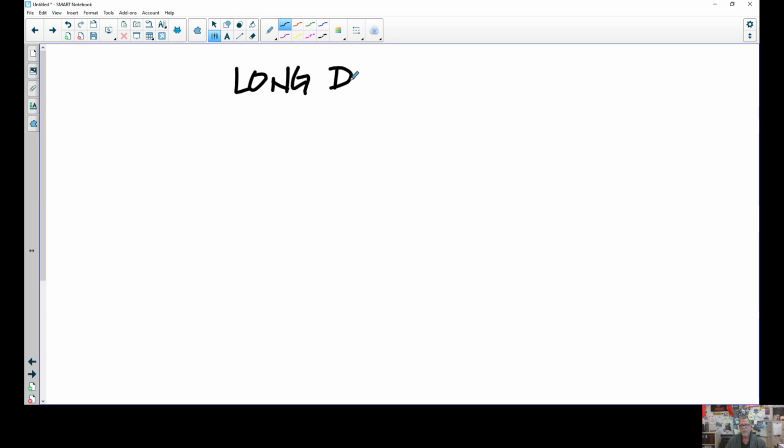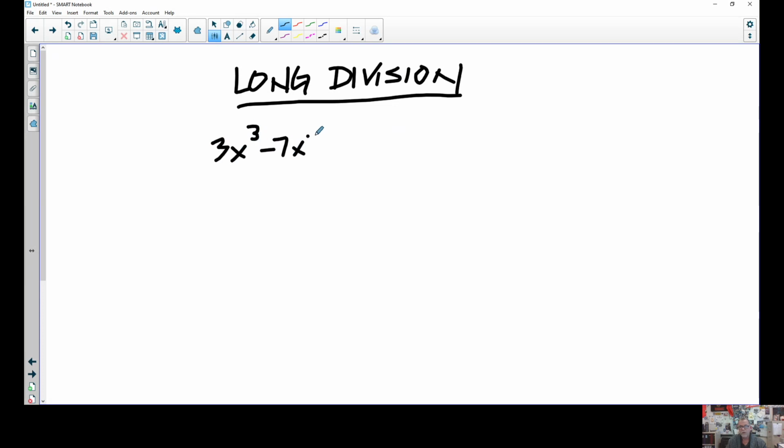And this works on the same principle, again, as your arithmetic from elementary school. When we do long division, it's when we have a problem that's a little more involved. Something like this. If I have 3x cubed minus 7x squared plus 9x minus 14, and I am going to divide that by x minus 2. All right, so looking at this, I've got a polynomial on top of more than one term, and the same on the bottom, a polynomial with more than one term.